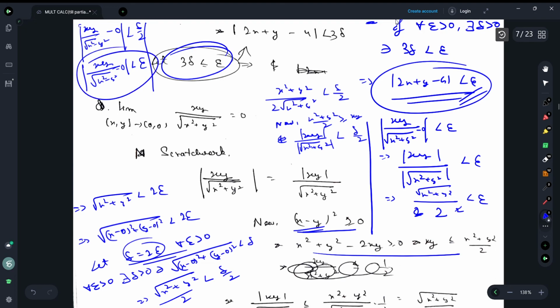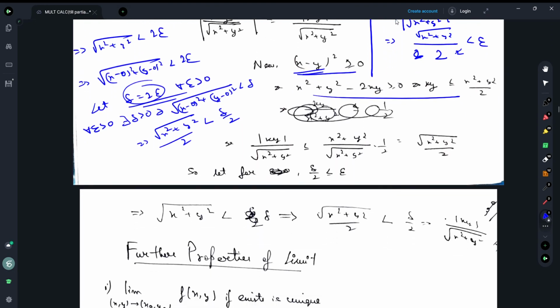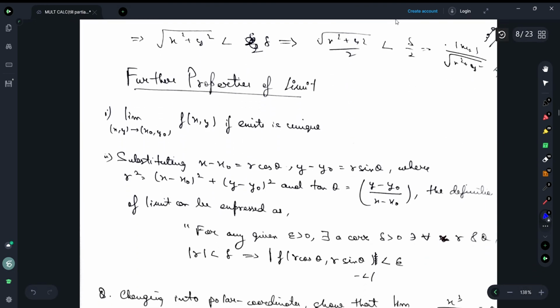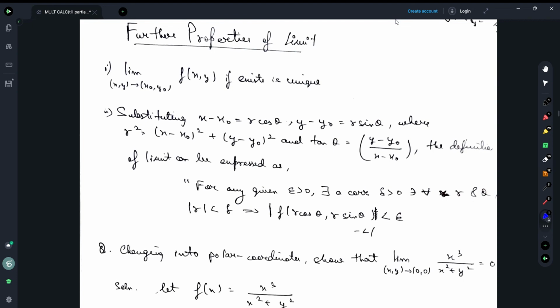Hence the limit of xy over root over of x square plus y square as xy tends to 0 comma 0 is 0. Is it clear? Got it? In a similar way, we have further properties of limits.